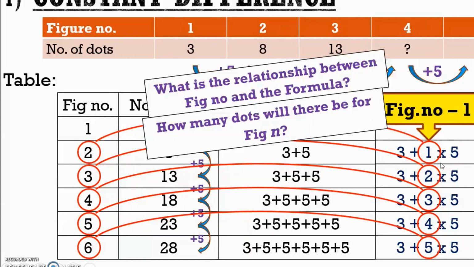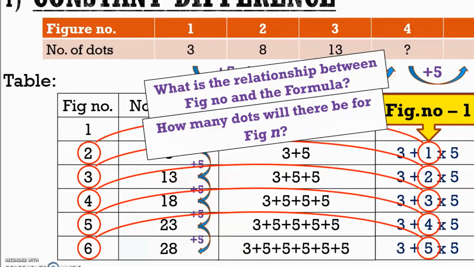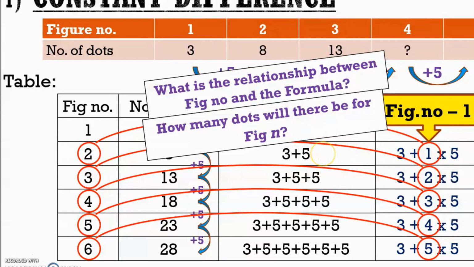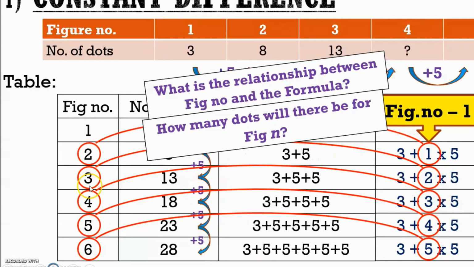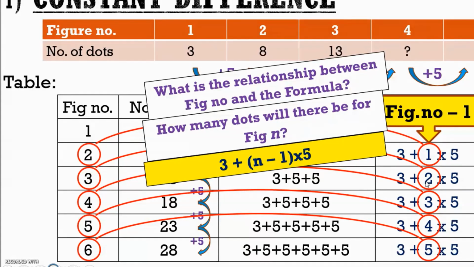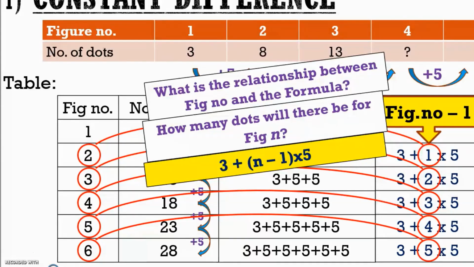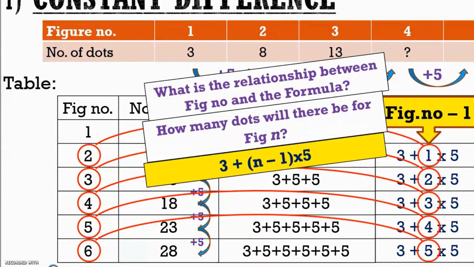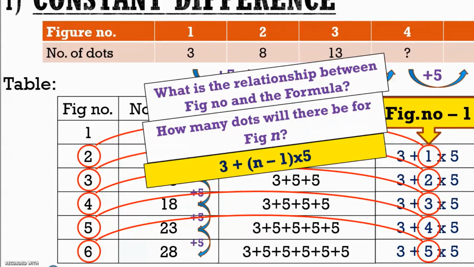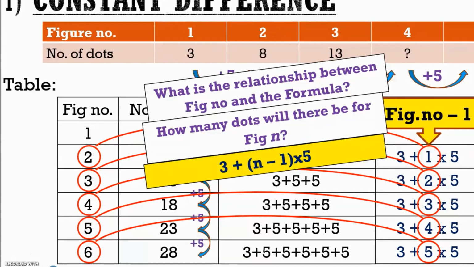And this is important because if we know this relationship, we can find out the number of dots for any figure number. So how many dots would there be for, let's say, figure n? If this part is n, then this one here must be n minus 1. So this is our formula, 3 plus n minus 1 times 5. So if we want to find out figure number 26, that will be 3 plus 26 minus 1 times 5. And you simply have to key into your calculator to find the answer.